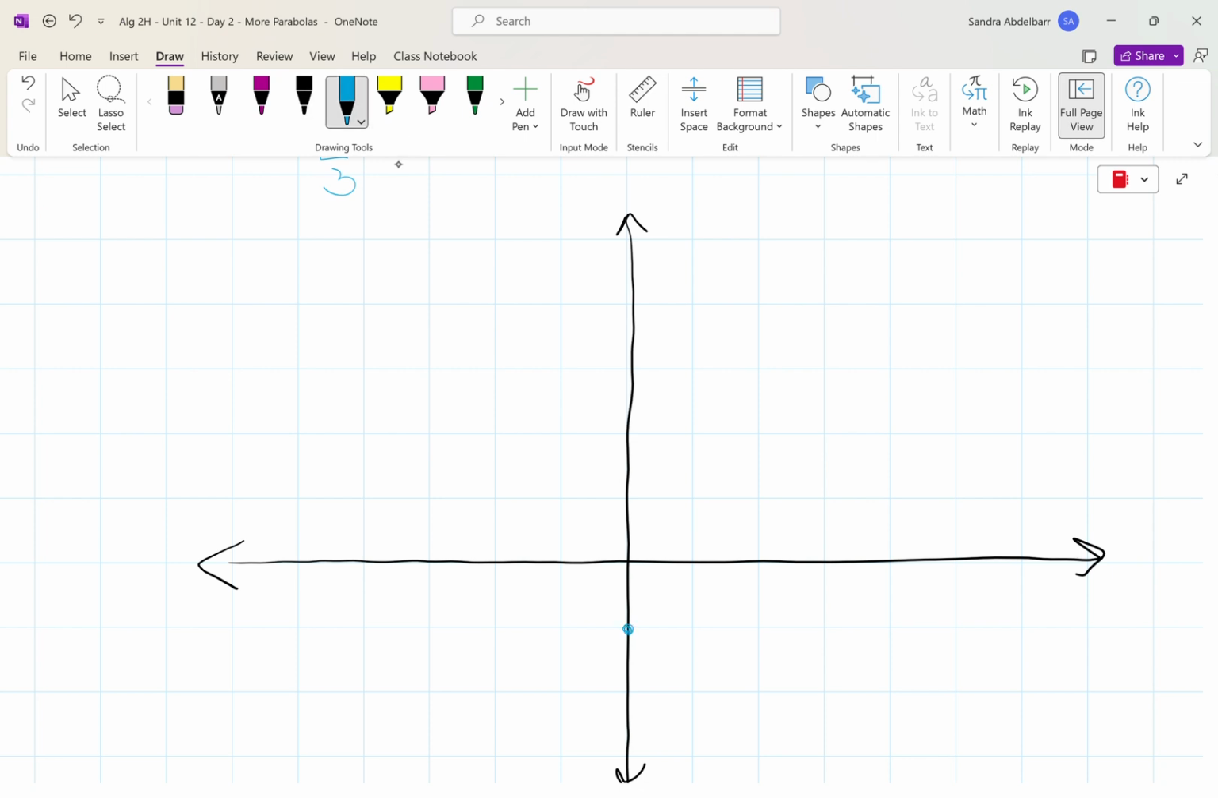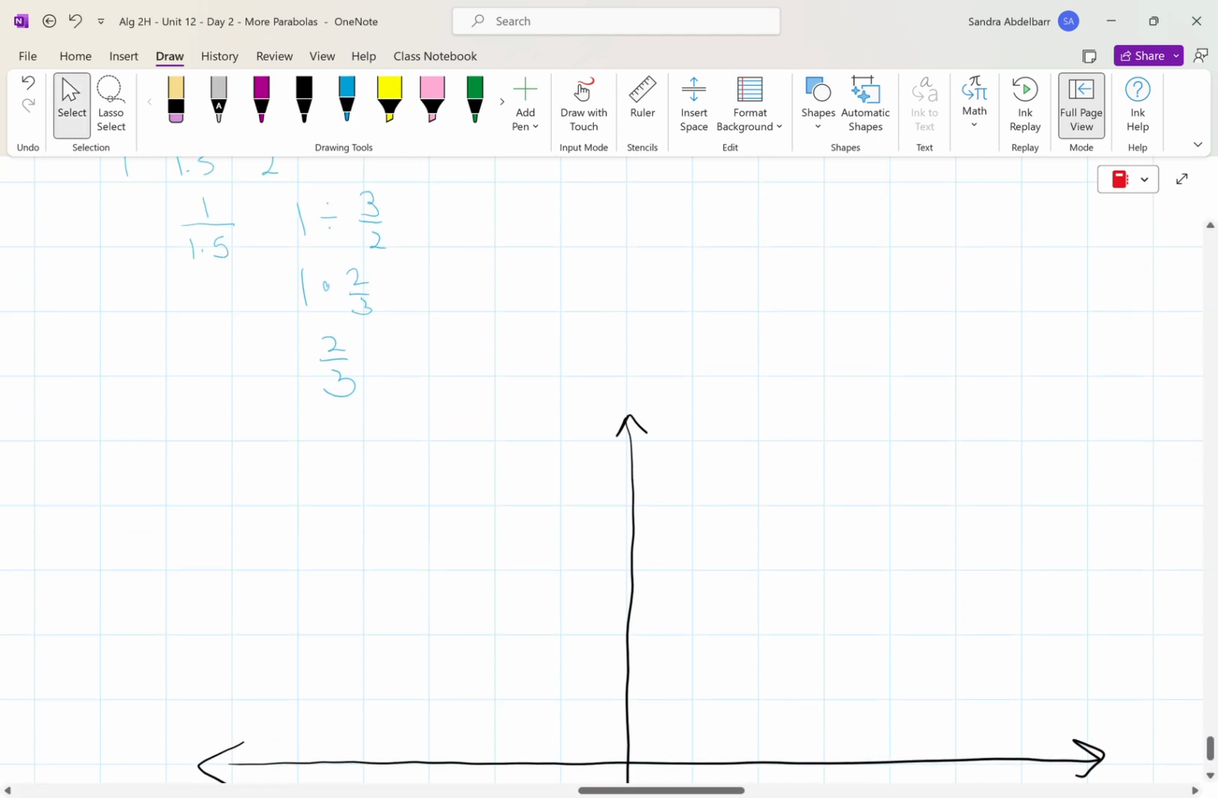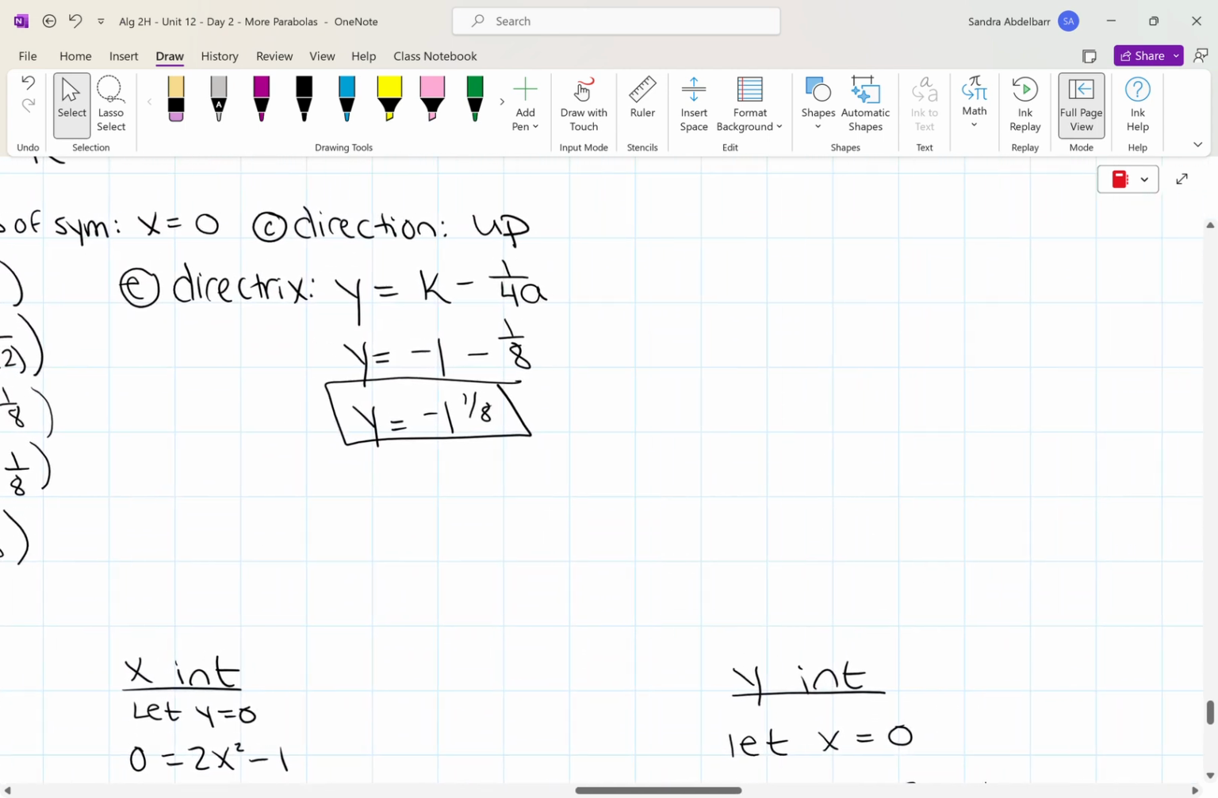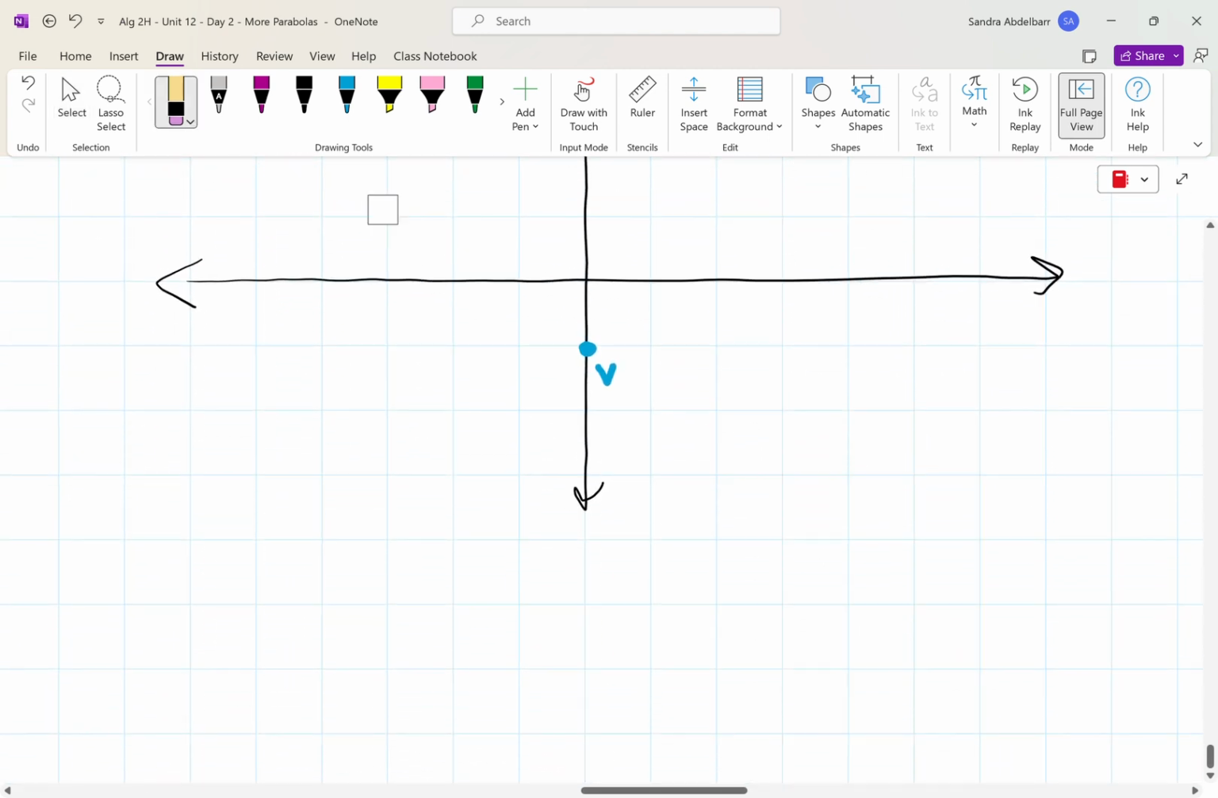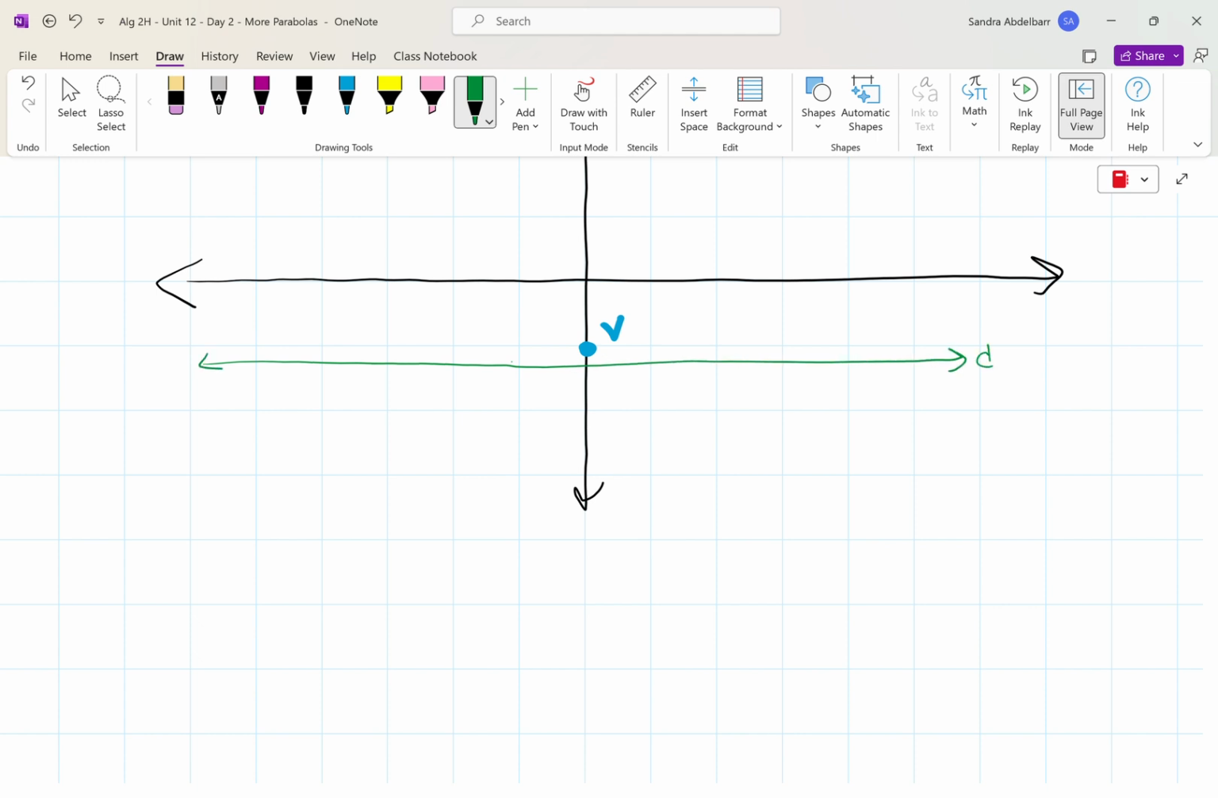All right, so our vertex is 0, negative 1. Put V for vertex. We're going to have our directrix, which was, what was our directrix? Negative 1 1/8. So we're going a little bit past the negative 1. We have our focus, which is negative 7/8. If we're at negative 7/8, do we agree that's a little before negative 1? So I'll go right here. That's our focus.